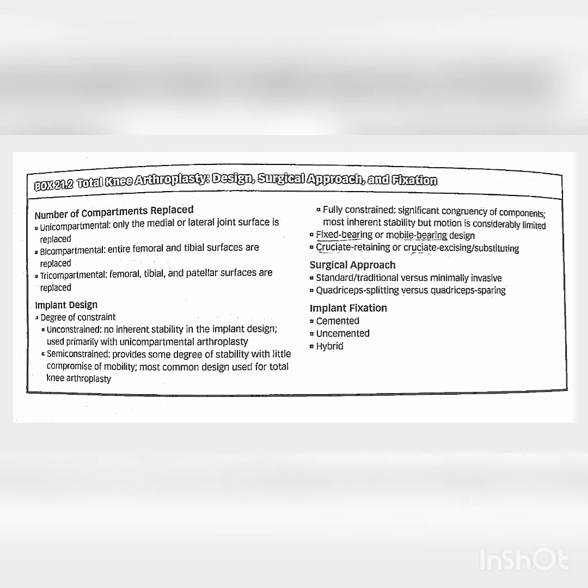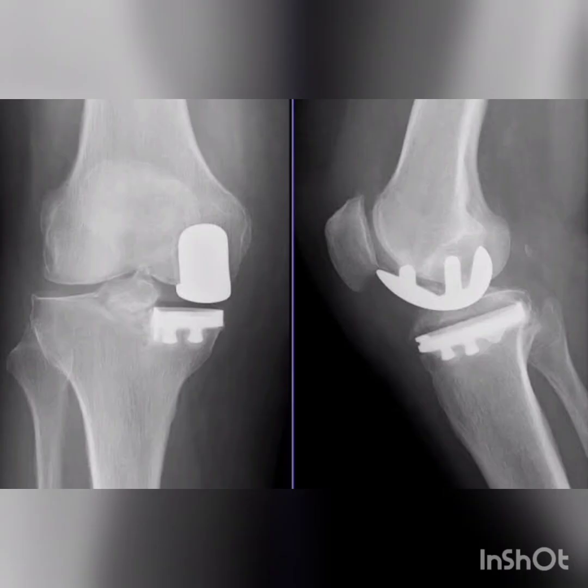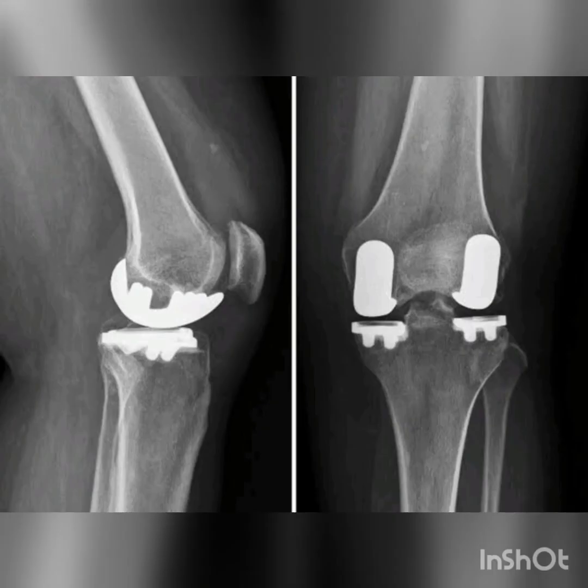Thus, the selection of the proper approach, implant design, and implant fixation is done on the basis of every individual patient's condition. Following are the radiographical examples of different kinds of knee arthroplasty.